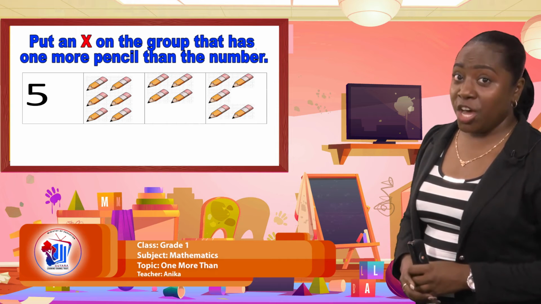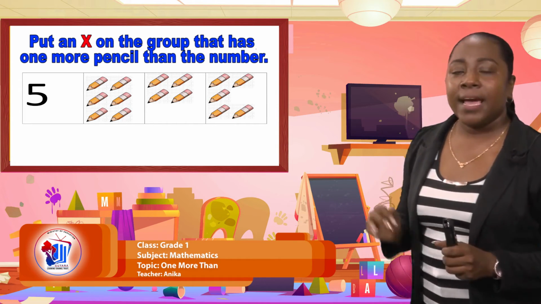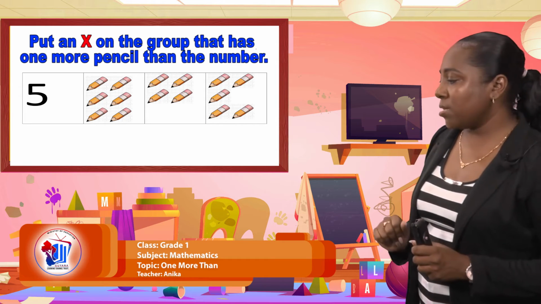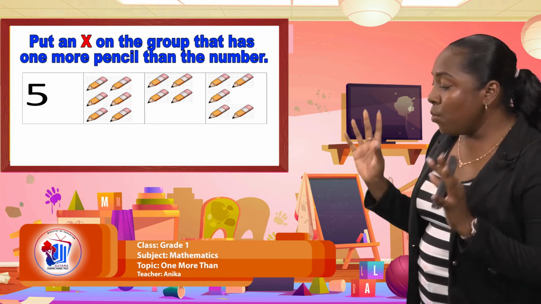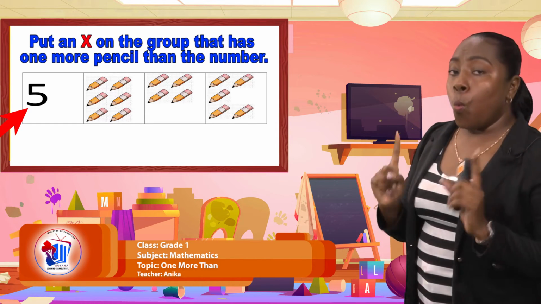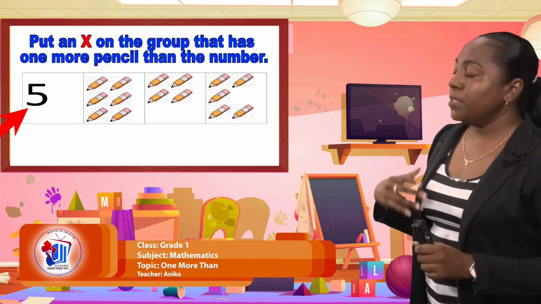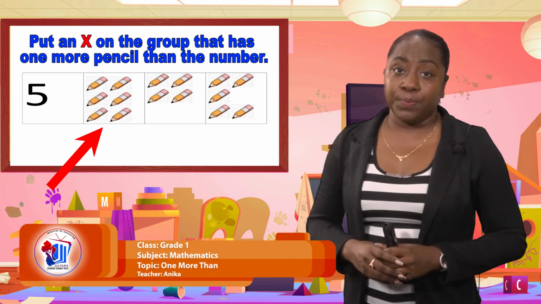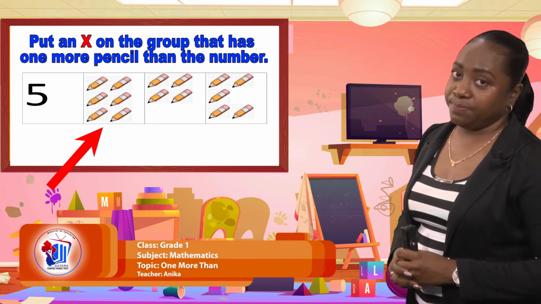Let's look at another. So here I have some pencils and I group them in each box. We're looking for the group that has 1 more pencil than the number 5. Let's look at the first group. How many pencils are in the first group?